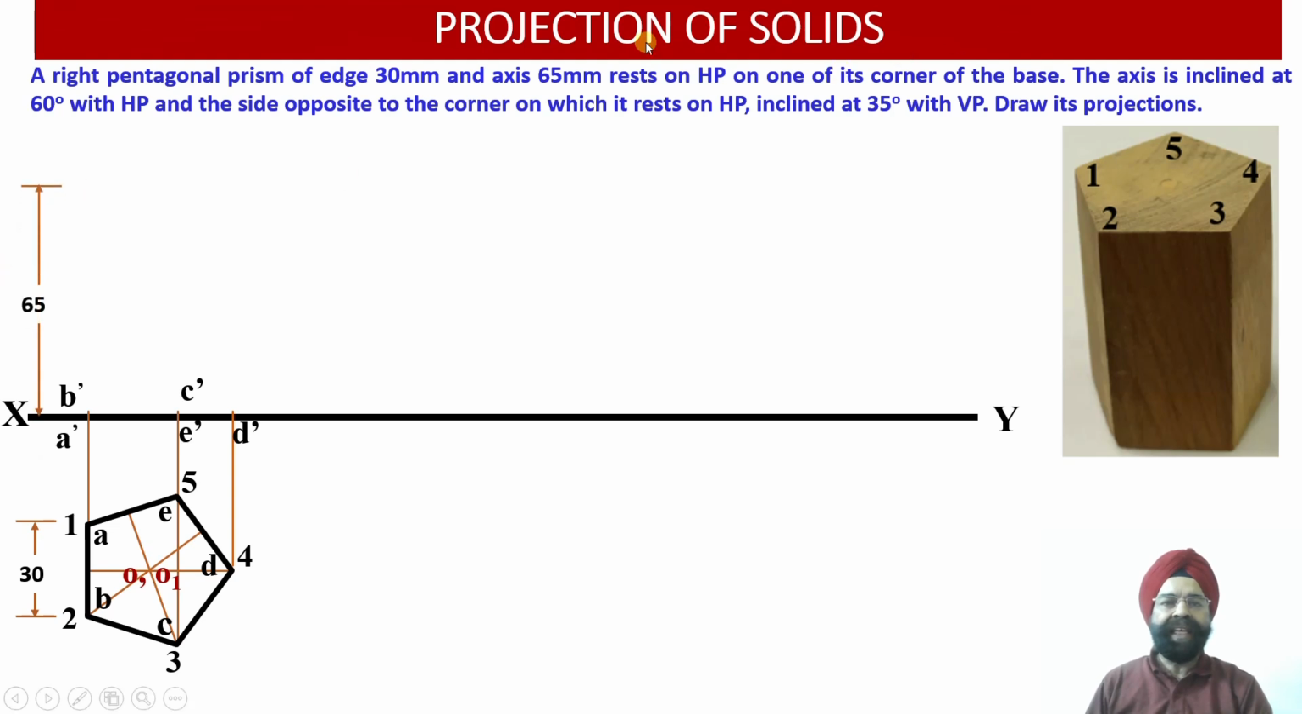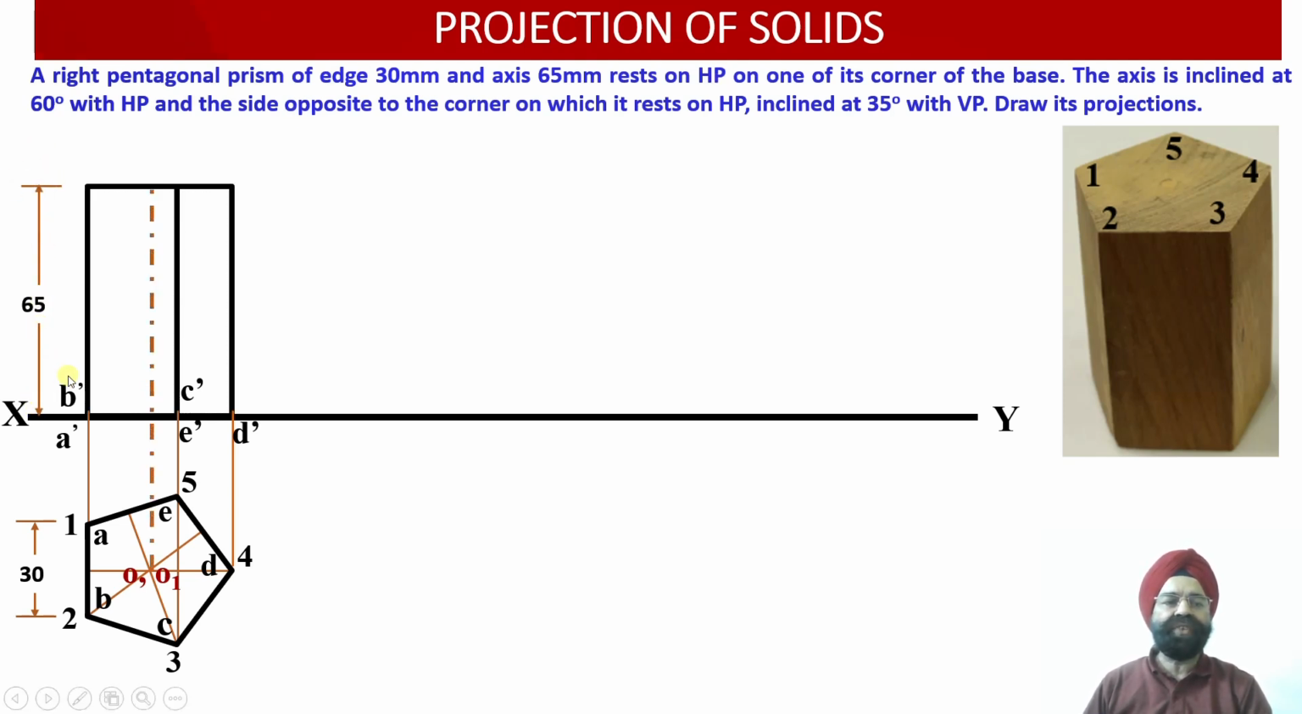Now we know that the axis height of this pentagonal prism happens to be 65 millimeter. Once we know this axis height, we can construct the front view projections of this particular pentagonal prism. So this height of the axis, or height of the pentagonal prism, will be equal to 65 millimeter.